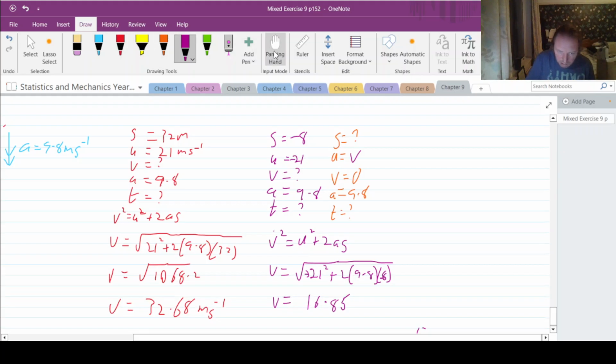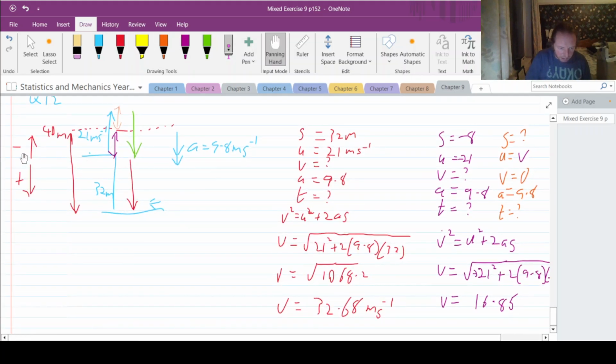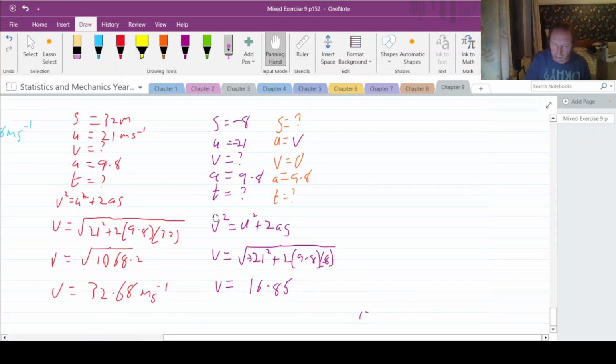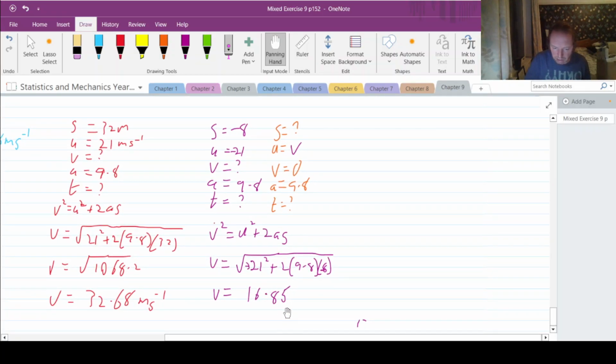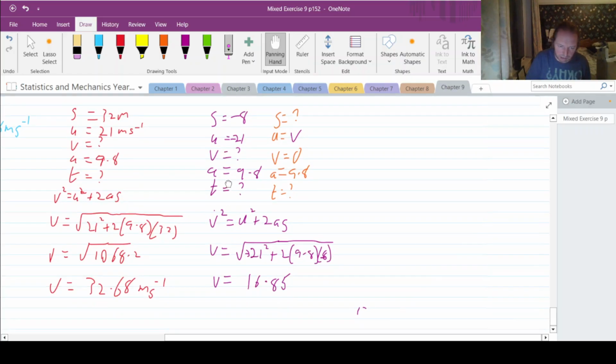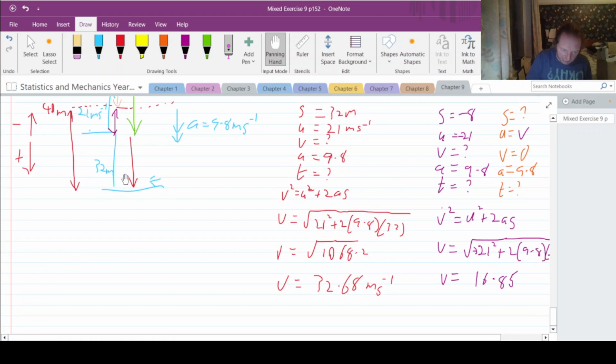So remember, I decided at the beginning that I was going to have negative up here, so this is a negative 8 distance that I have travelled, to allow the signs to come out correctly and make it drop down. Otherwise, it has accelerated downwards for the first 8 meters of the red arrow.